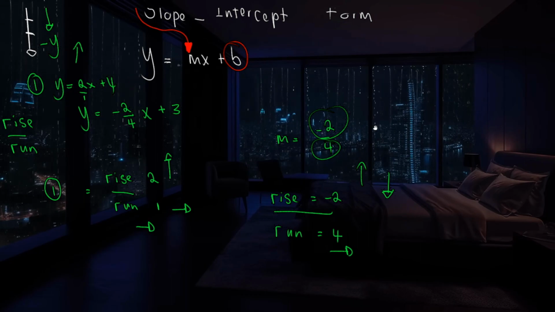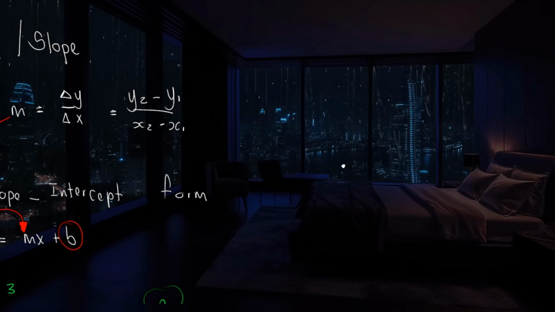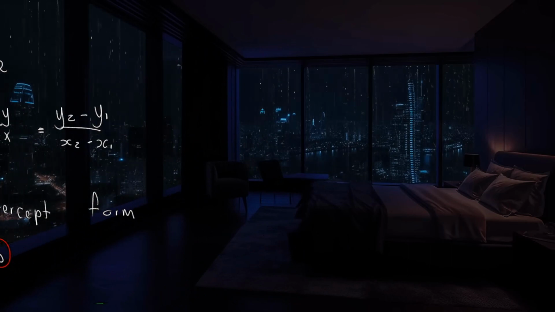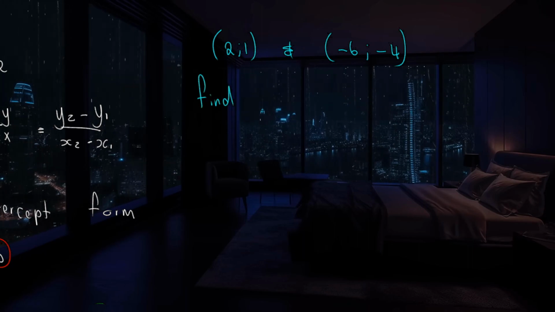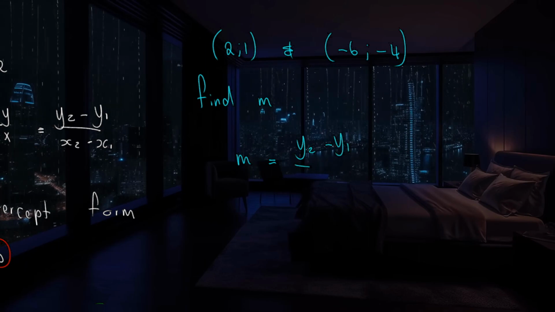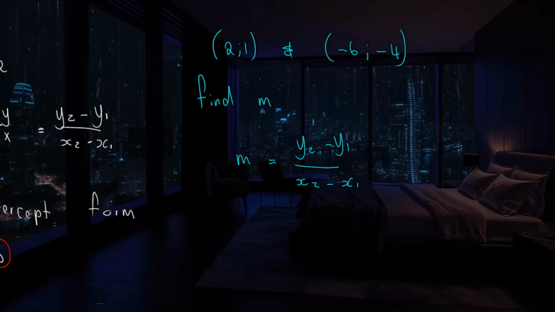So let's go back to talking about the slope for a second. So let's say I'm given 2 sets of coordinates. Let's say I'm given (2, 1), and I'm given (negative 6, negative 4). Now I'm asked to calculate the gradient or the slope. So find m. So how can we find this m now? Well, we've learned earlier that m is equal to y2 minus y1 over x2 minus x1, or change in y over change in x, or delta y over delta x.